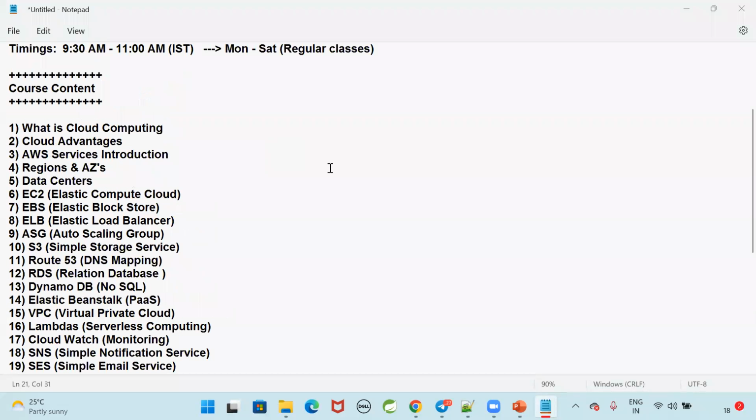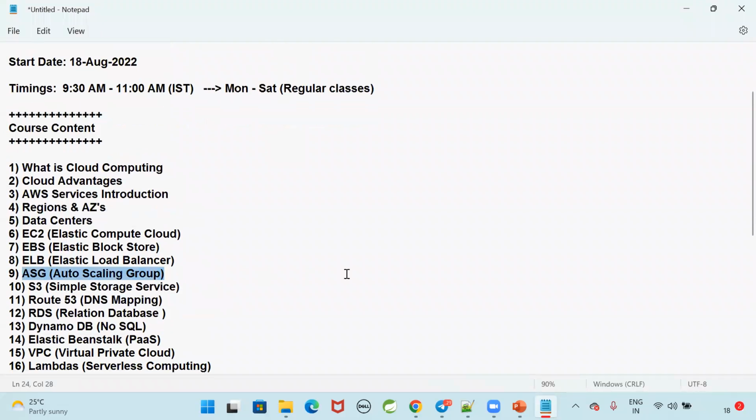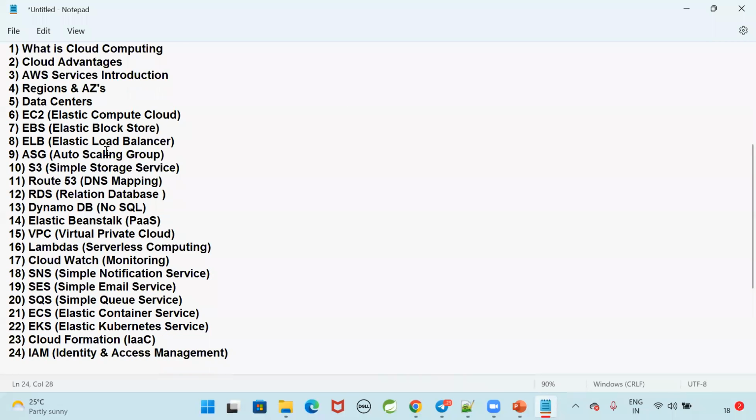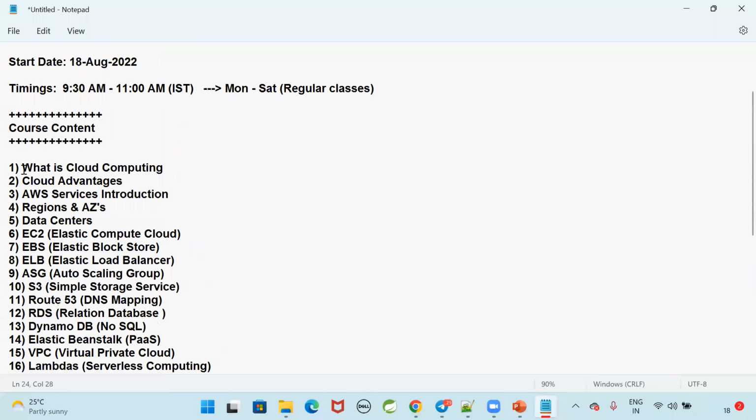Perfect. So here auto scaling I already mentioned. So this is the syllabus of our AWS cloud. We are going to start with cloud computing and we will see cloud advantages and what the cloud services available are, regions and availability zones in AWS, data centers, EC2, Elastic Compute Cloud. In this AMI will be covered, key pair will be covered, security group will be covered, Elastic IPs also will be covered in the EC2.